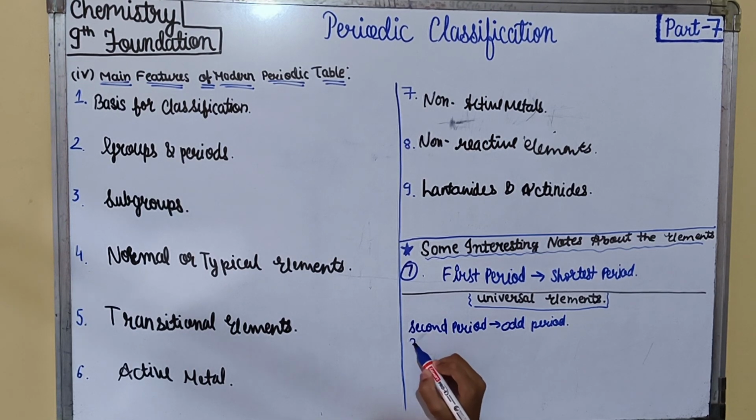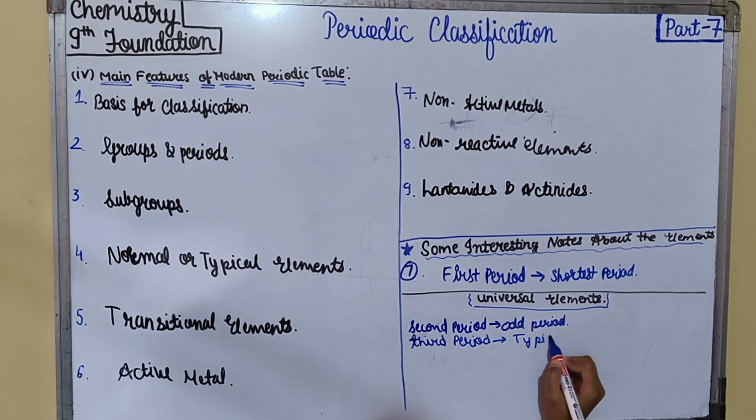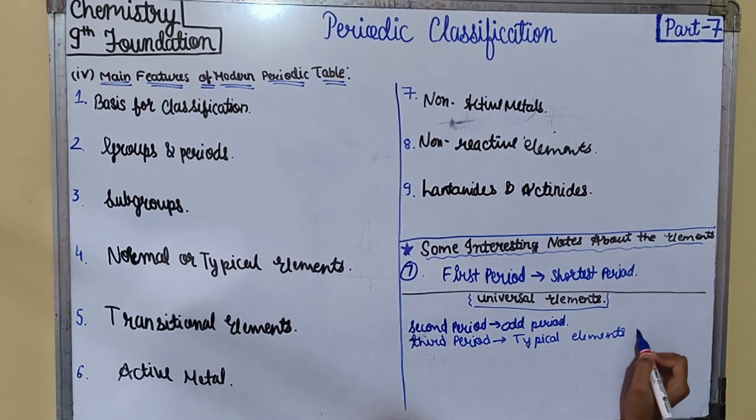Third period, typical elements period. By and large, the properties of elements of a group resemble the properties of the element of this period. Hence, this period is called the typical elements period.